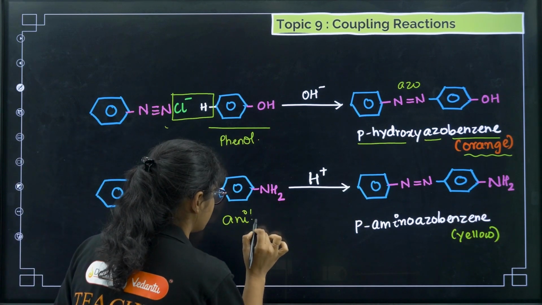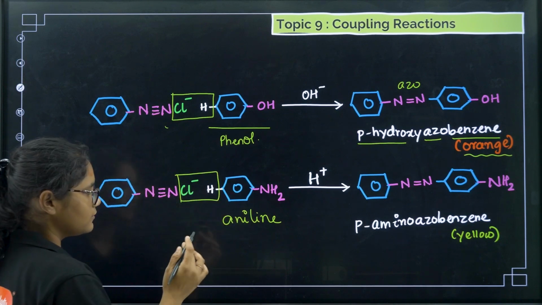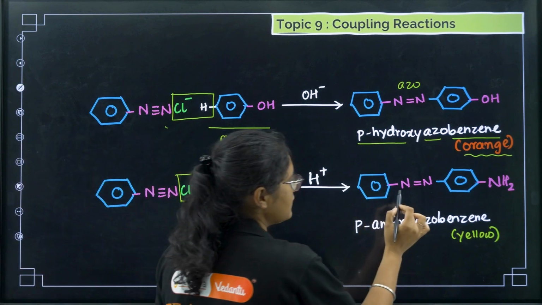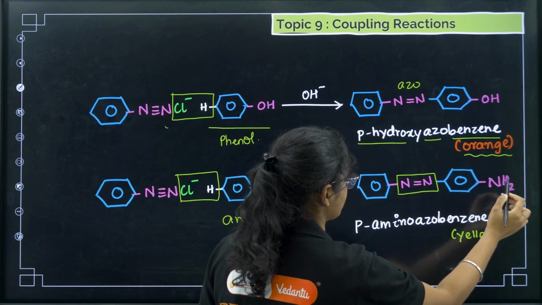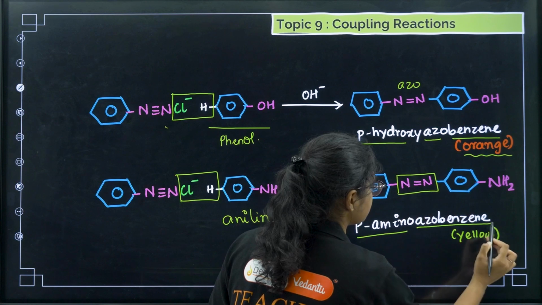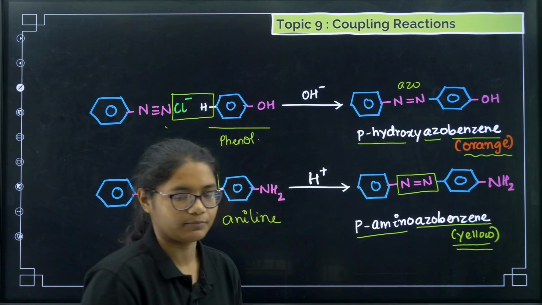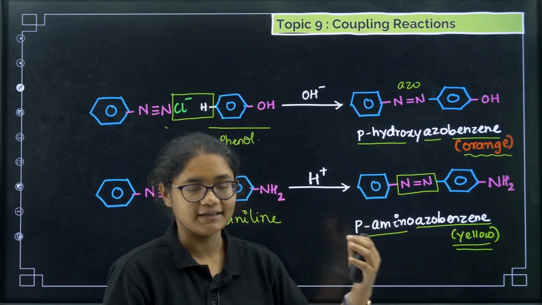Coupling reaction can also take place with aniline. So here what will happen? This HCl will be removed, then we will get here the azo group. This is your azo group. To that we have the NH2 group. So what will I get here? Para-aminoazobenzene, and this dye is yellow in color.